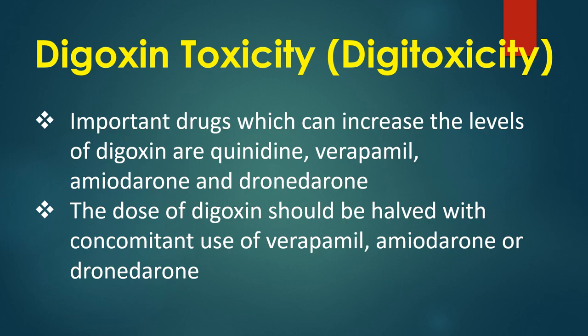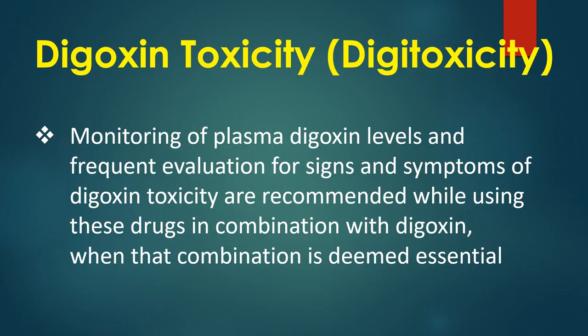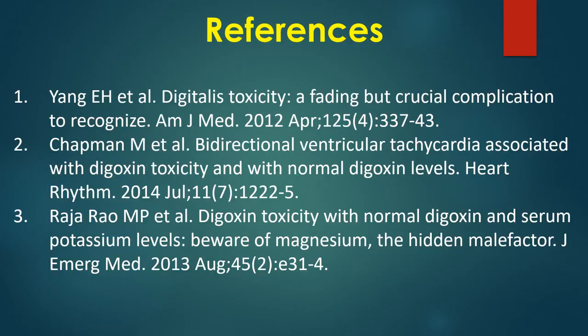Important drugs which can increase the levels of digoxin are quinidine, verapamil, amiodarone and dronedarone. The dose of digoxin should be halved with concomitant use of verapamil, amiodarone or dronedarone. Monitoring of plasma digoxin levels and frequent evaluation for signs and symptoms of digoxin toxicity are recommended while using these drugs in combination with digoxin when that combination is deemed essential.